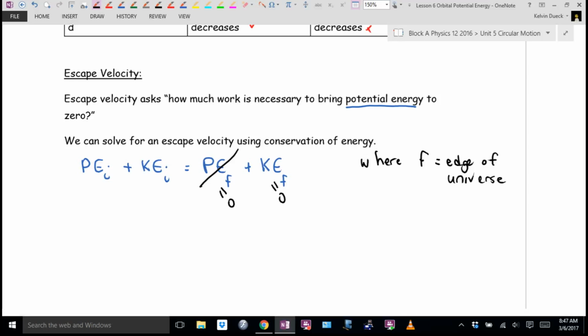Let's be good. We're going to say that our kinetic energy is going to be zero because we just came to a stop, James, right then at the edge of the universe. And we've defined potential energy at the edge of the universe to be zero. So that means we get this. The right-hand side of the equation is nothing. Zero. Oh, and kinetic energy is a half mv initial squared plus.